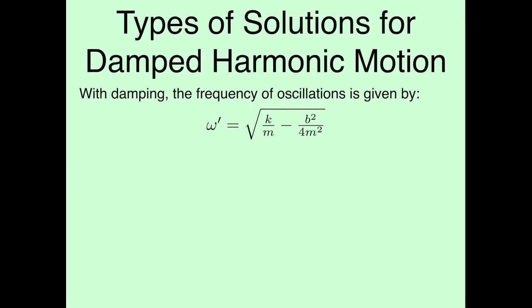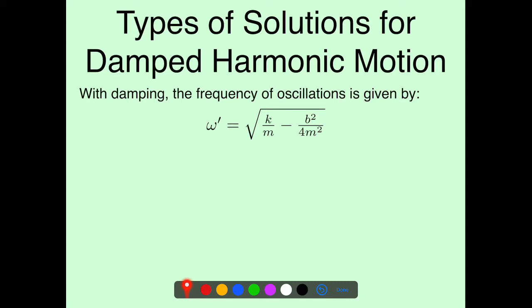Okay, now that we have this result for omega prime, we can take a closer look at it and use that result to understand how we can have different types of solutions for damped harmonic motion. So the idea here is when we have damping, the frequency of the oscillations is given by this formula. Omega prime is the frequency, which is the square root of k over m minus b squared over 4m squared. So this is telling us again how fast our system is oscillating when we have a damping force.